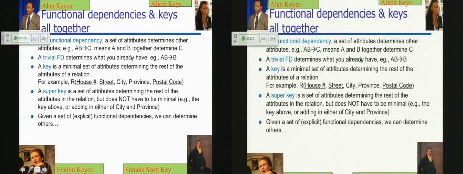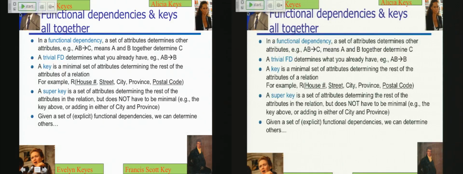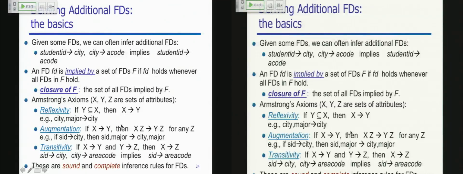A set of attributes determine other attributes. So AB could determine C, means that if I know A and B together, that determines C. And a super key is the one that we just looked at, that doesn't really need to be minimal. Okay, so this is what we know so far. Now, given a set of explicit functional dependencies, how can we determine other functional dependencies which are not given? We can look at deriving additional functional dependencies with some rules. The following are some of the rules that you can use in order to come up with new functional dependencies.